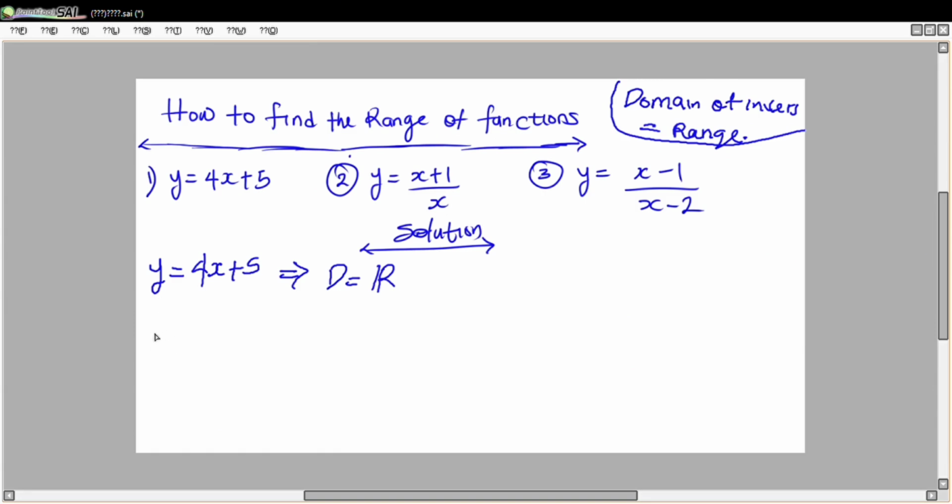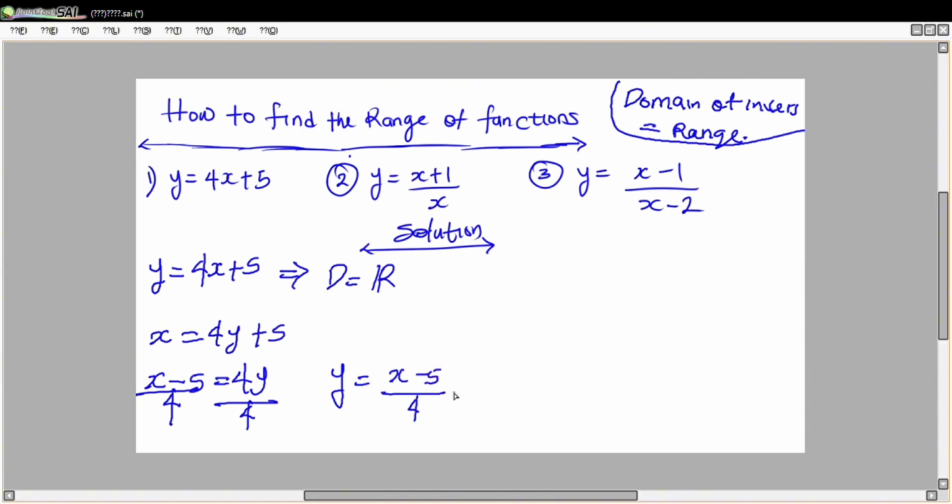Now, from here, we need to exchange x and y. That will be x equal to 4y plus 5. Then let's make y the subject of the formula. That will now be x minus 5 equal to 4y over 4 over 4. Then your y is equal to x minus 5 over 4. Now, this is the inverse. So the inverse is x minus 5 over 4.